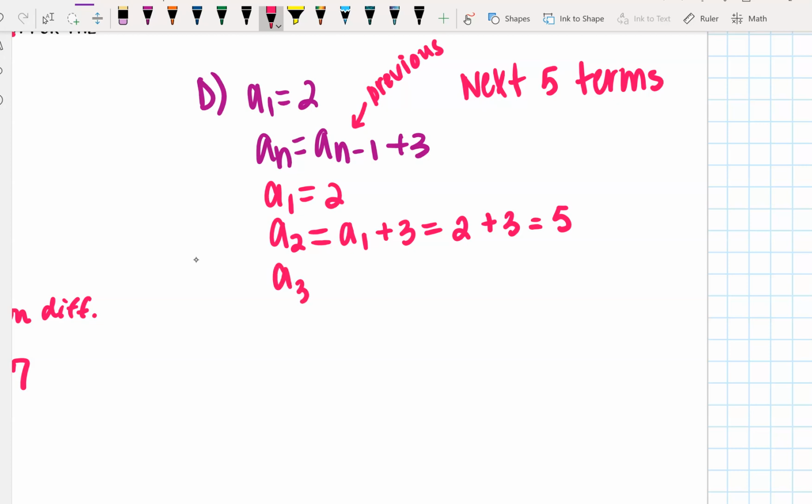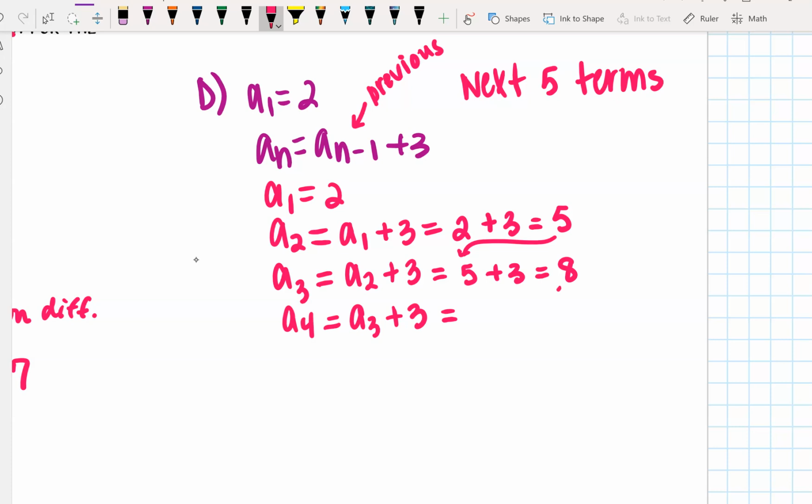And we're going to continue this process. So our third term equals the previous term. So what comes before 3? That's 2. Add our common difference. So a sub 2 is 5. Add 3, we get 8. And we're going to, again, continue. A sub 4, what number comes before 4? It's 3, our third term. Add 3, previous term is 8, and we get 11.